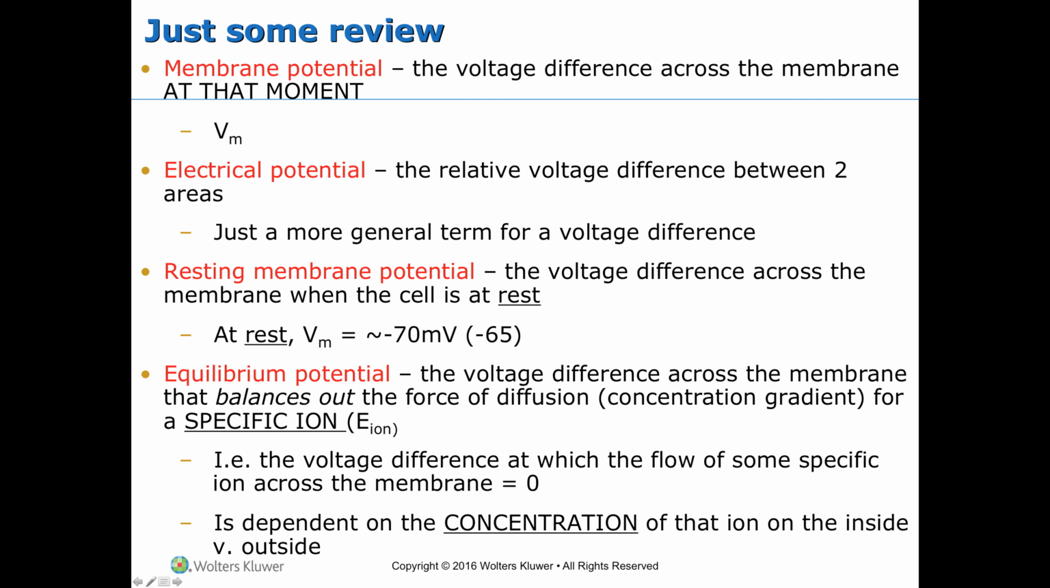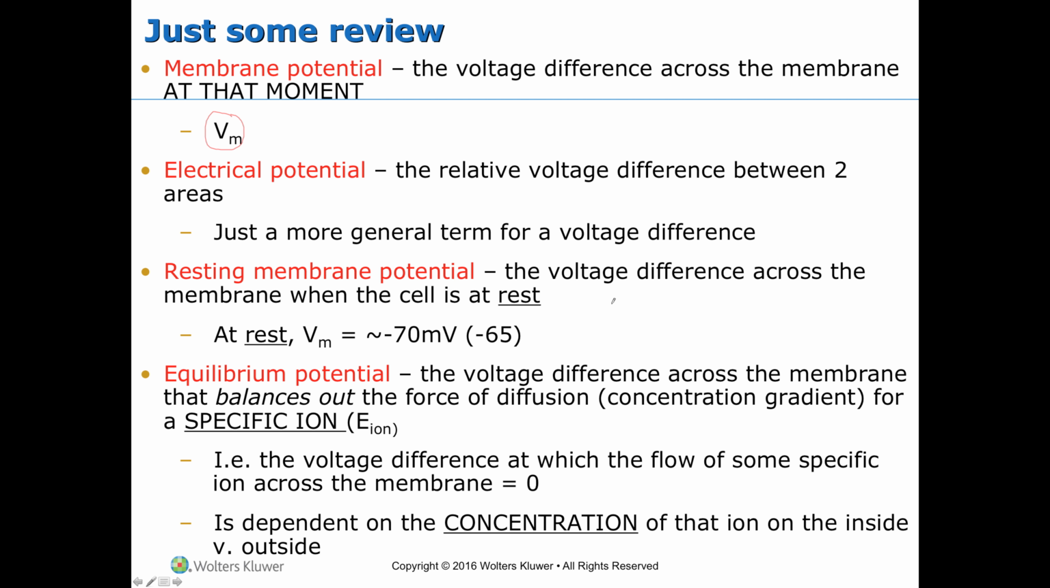So just a brief review from last time, the membrane potential, abbreviated V sub m, is the voltage difference across the membrane at a given moment. When we look at negative 70 millivolts or negative 65 millivolts, that's the resting membrane potential. That is the voltage difference across the membrane that exists when the neuron is not engaging in action potentials or sending information. An electrical potential is the relative voltage difference between two different areas. This is just a more general term for a voltage difference.